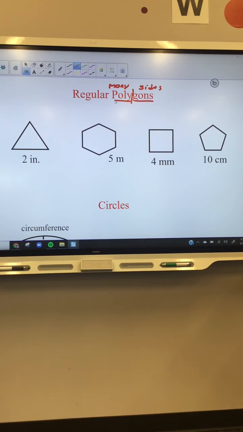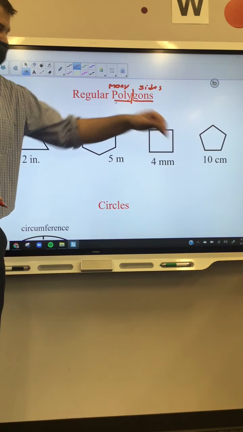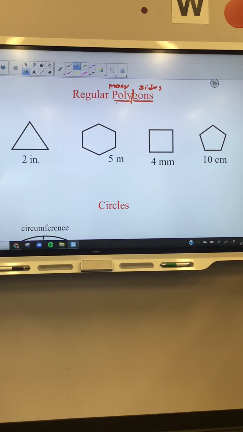So when we think about perimeter with this, we're still talking about the outside distance around the outside of a shape. Regular polygons like this, a regular triangle or a regular hexagon that has 6 sides, or a regular 4-sided figure, which is a square, or a regular pentagon. When you see the word regular, it means all of the sides are exactly the same.